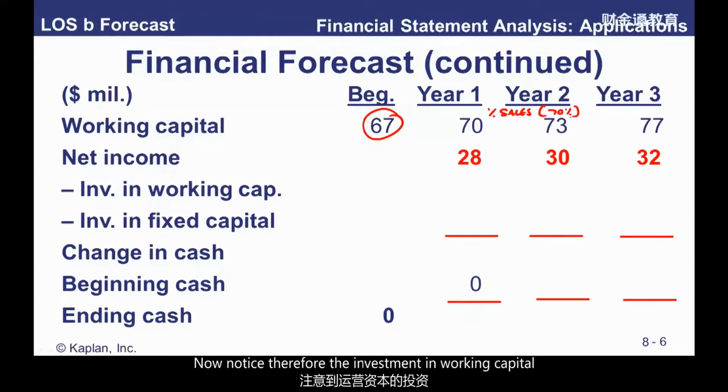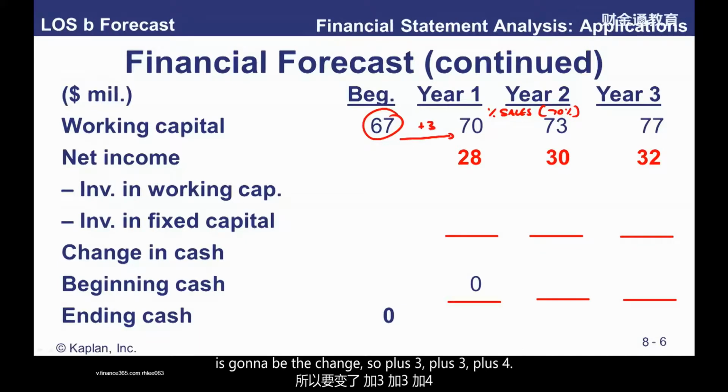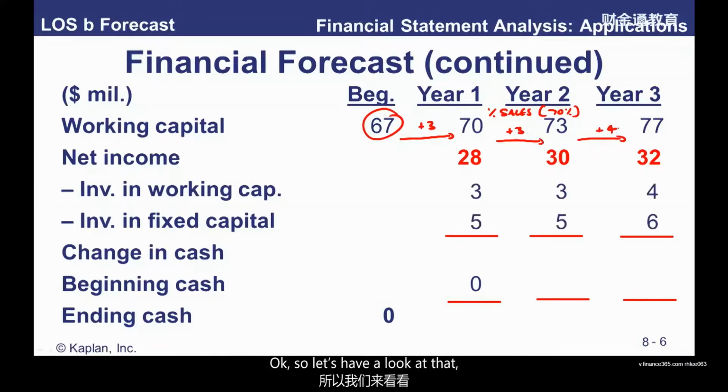Now, notice therefore that the investment in working capital is going to be the change. So plus 3, plus 3, plus 4. Okay, so let's have a look at that. There we go, 3, 3 and 4. The investment in fixed capital, well, the investment in fixed capital is 5% of sales. So all we're going to do is just take the change, it's the additions to sales, so 5% of 100, 5% of 105, and 5% of 110 to get our investment in fixed capital.